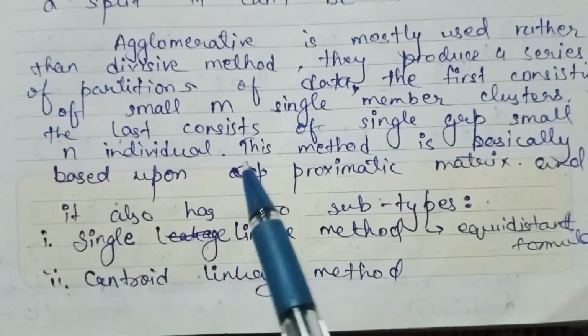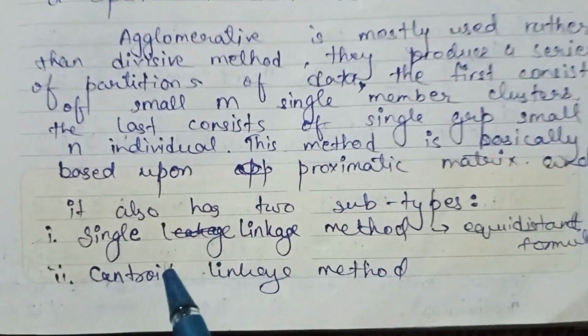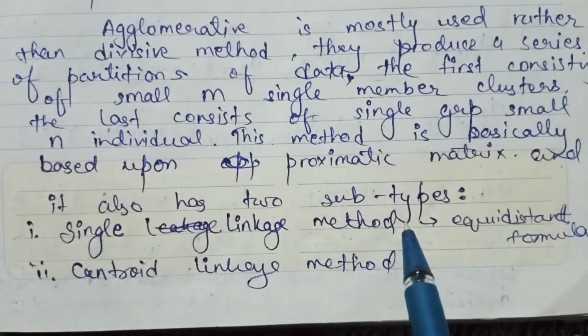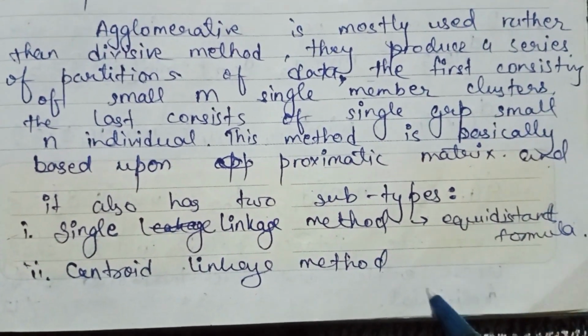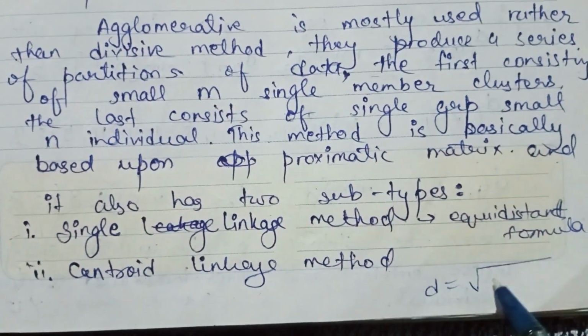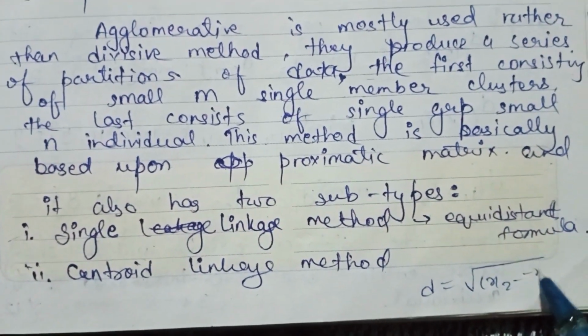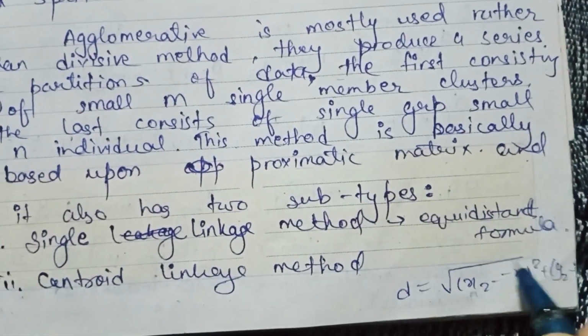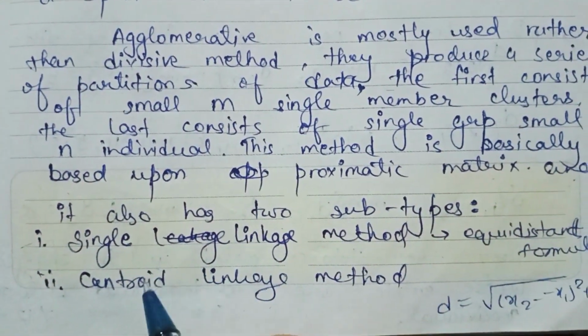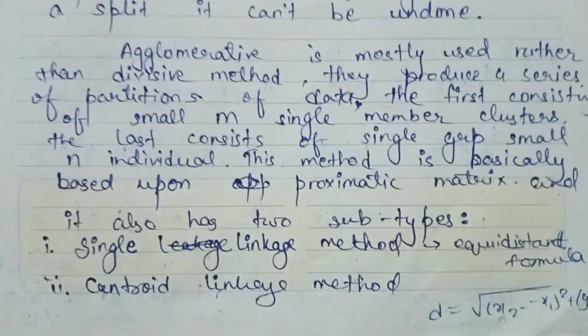Now the agglomerative method is divided into two types. Single linkage method, where we will use the Euclidean distance formula, like the distance for 2 points is equal to the square root of (x2 minus x1) whole square plus (y2 minus y1) whole square, like this. And the other one is the centroid linkage method.